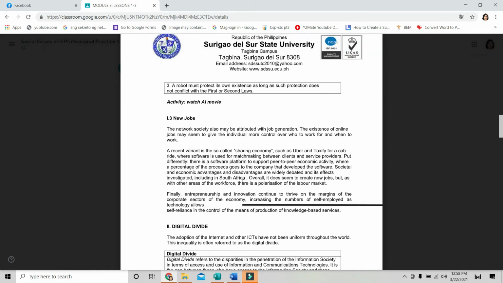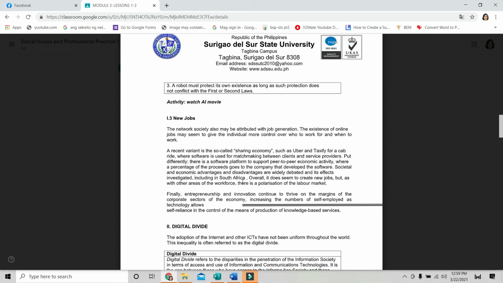So, new jobs. It doesn't mean that as we are entering into the Industrial Revolution 4.0, we have automated some of the jobs and imported some of the jobs somewhere else where wages are low. We don't create jobs anymore. There are new jobs because of automation, because we are entering into IR 4.0, maybe 5.0. There are a lot of jobs being offered also in order to support those changes of technology. So the network society may also be attributed with job generation.